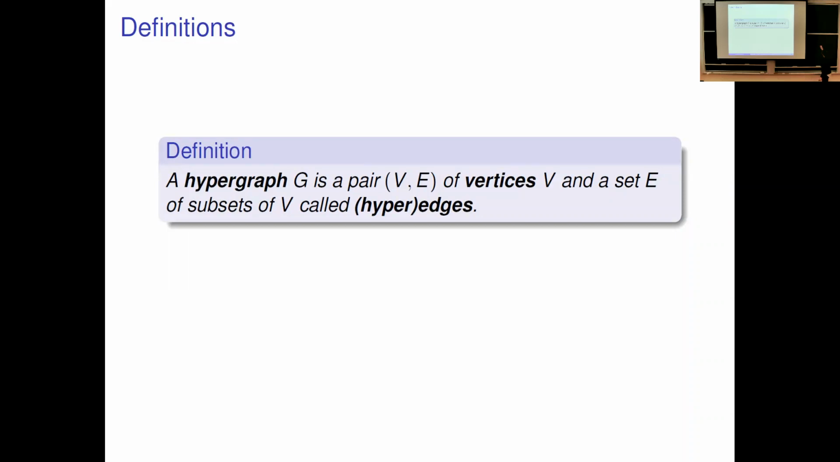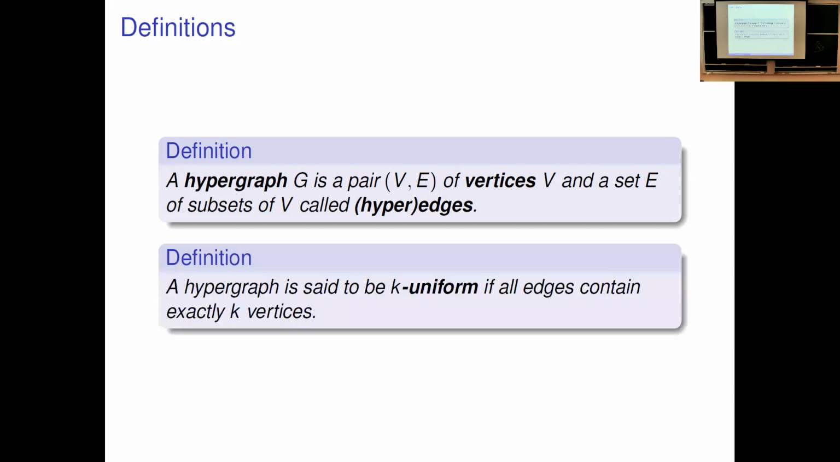So we have some ground set V, and we're taking different subsets of the ground set, and I'll call these edges or hyperedges. And if we have the special property that the size of each edge is k, that each edge contains exactly k vertices, this is what I'm going to call k-uniform. If I say k-bounded, I mean that all of the edges have size at most k. So for instance, this is an example of a 3-uniform hypergraph.